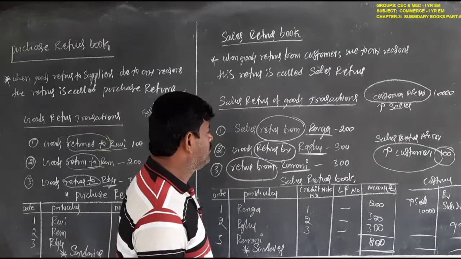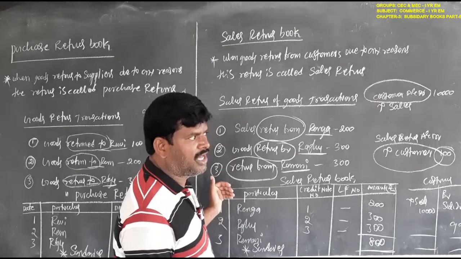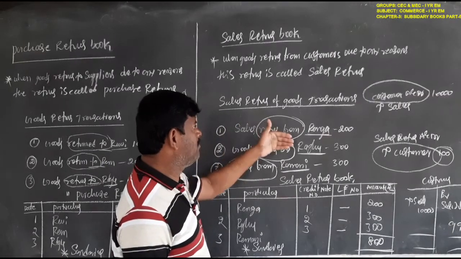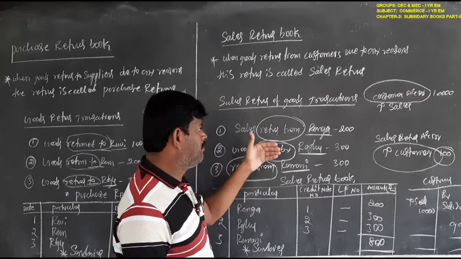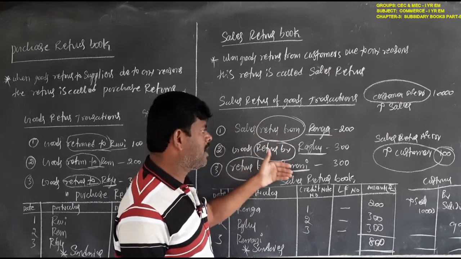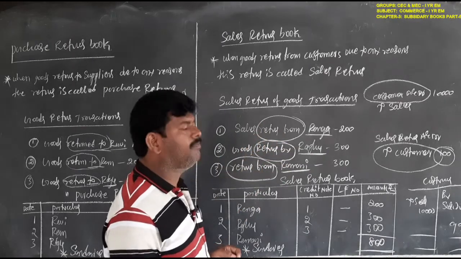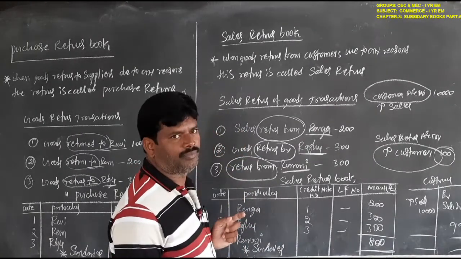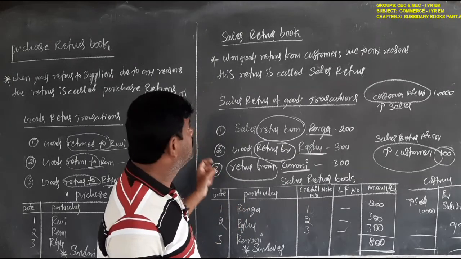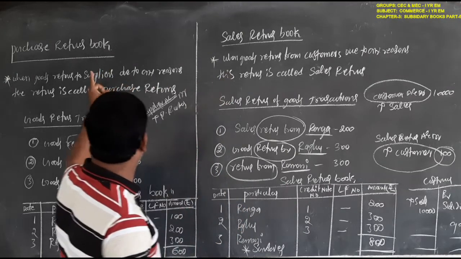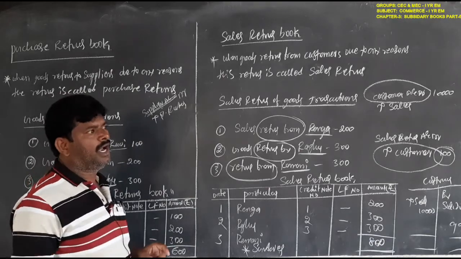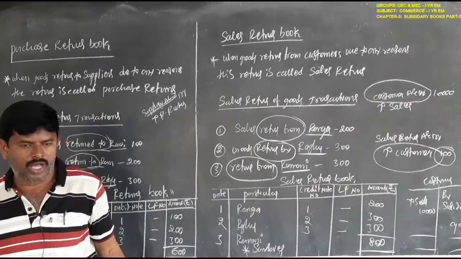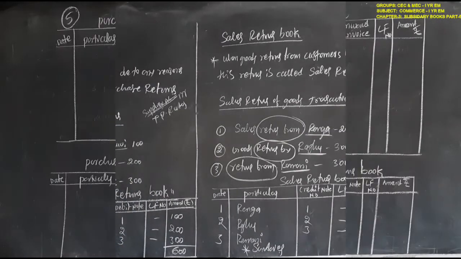Remember one thing: if any transactions are given in the problem like this, sales return from Ranga, goods returned by Raghu, returns from Ramani, whatever it may be, you have to record them in the sales returns book only. This is about the sales returns book, and that was about the purchase returns book. Okay, let us see the next problems, the problems on the sales returns book and purchase returns book.